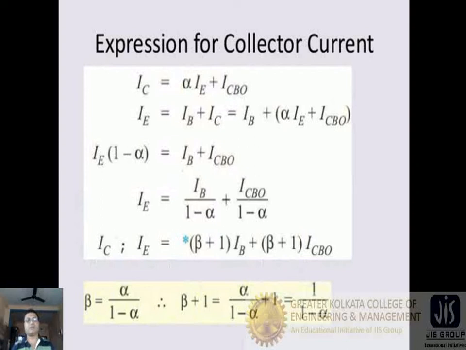Now we are going to write the expression for the collector current. So the collector current equal to alpha IE plus ICBO. ICBO is the reverse leakage current through the collector junction. And it is the transistor current equation, IE equal to IB plus IC. We put the value of IC and make a simplification of these equations and we get a collector current expression, and here we can see the relation between the alpha and beta. Beta equal to alpha by 1 minus alpha. There are various forms of alpha and beta relationships.